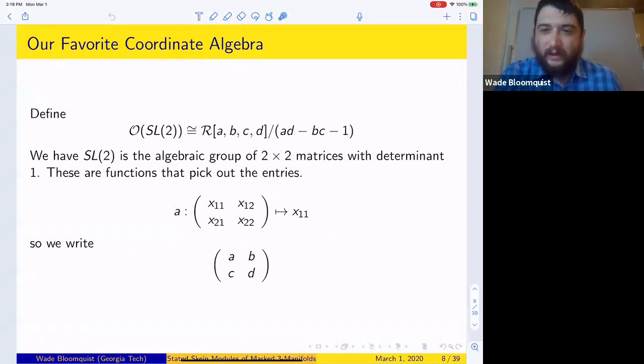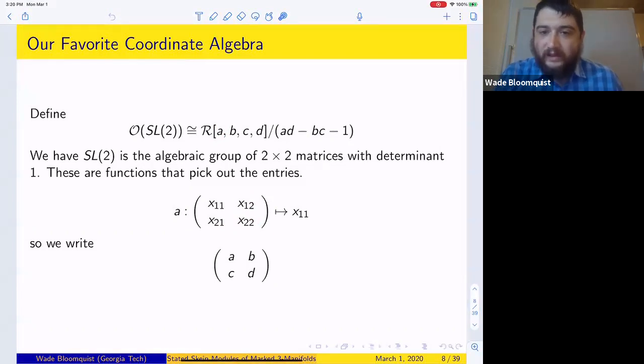And this might sound like, okay, that's a really weird way to describe something pretty simple. And it is, right? Because these coordinate functions on this algebraic group are just picking out the entries of a matrix. So A, this first variable there, is just picking out the 1/1 entry of a matrix. B picks out the 1/2 entry, C picks out the 2/1, D picks out the 2/2 entry.